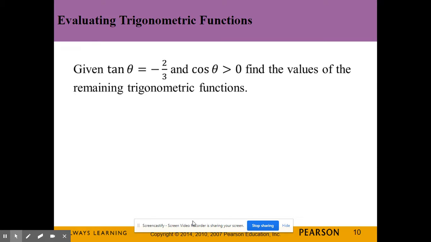I'm going to leave this one as the exit ticket. So tangent is equal to negative 2/3, and cosine is positive. So then find the values of the remaining trigonometric functions. So we'll work that out as an exit ticket.